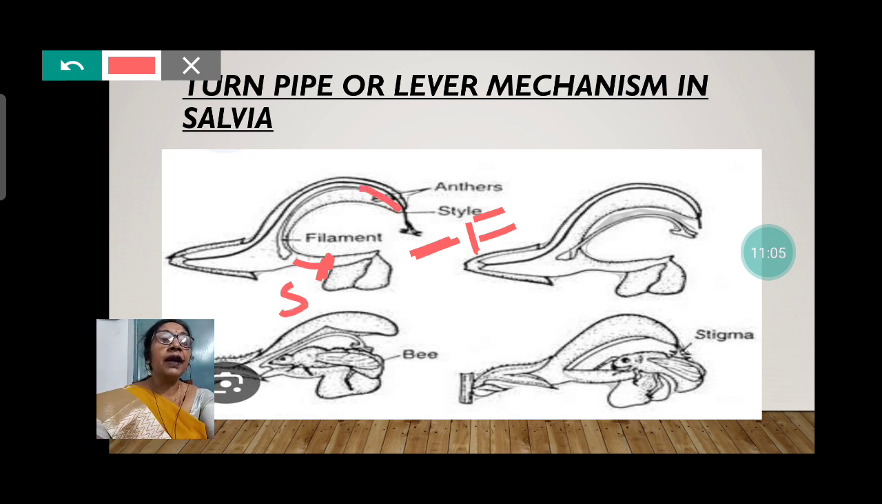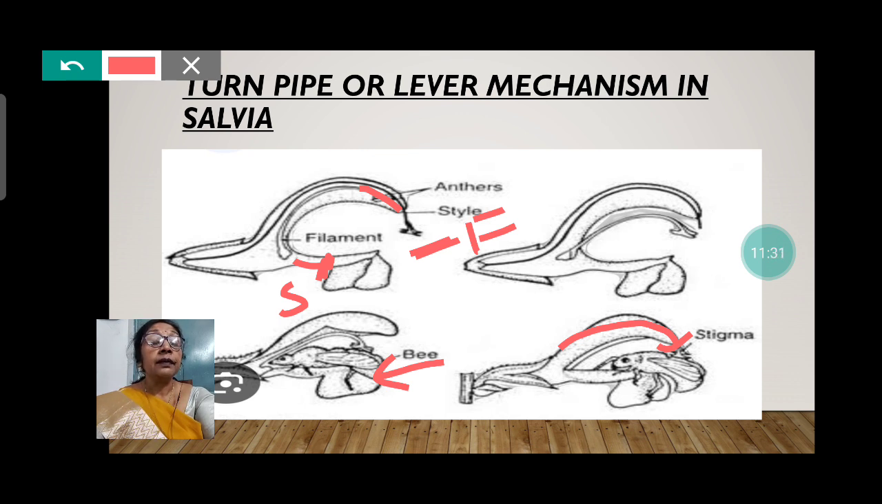Okay. So now what happens when the bee comes onto the lower petal? It keeps a pressure on the upper petal, and the upper petal touches the back of the bee, and in that way the pollen grains get stuck to the back portion of the bee.